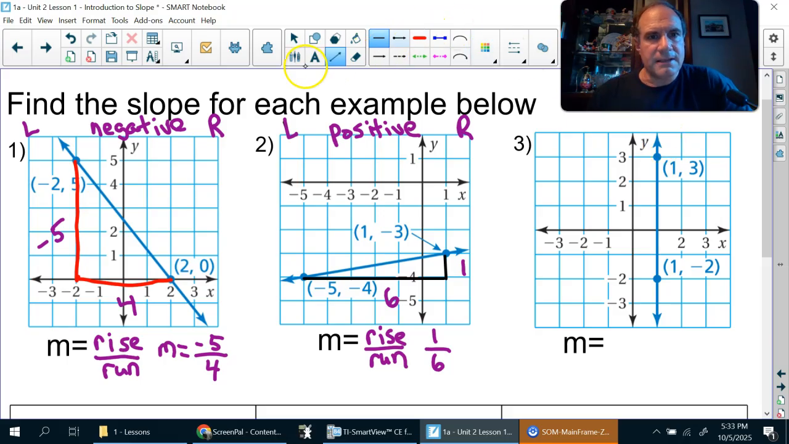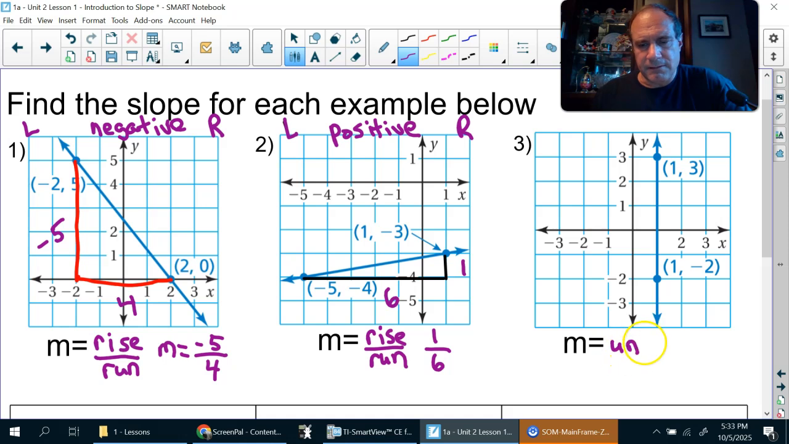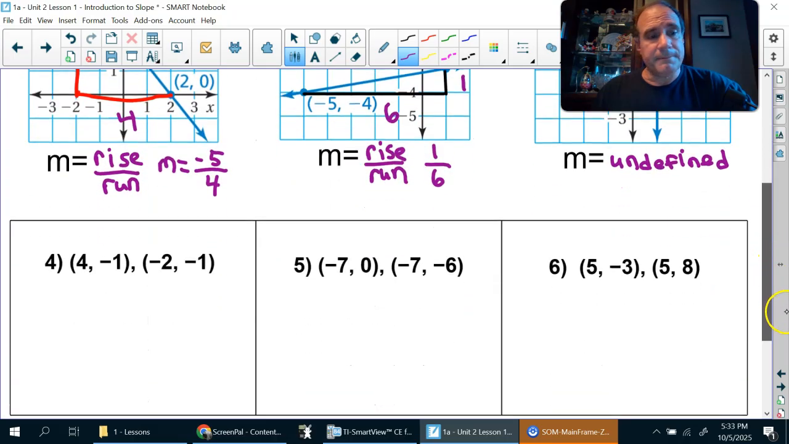The line is a vertical line, so the slope is undefined. If you do this, it's going to be a divide by zero error. The x's are the same, so that's why every vertical line has an undefined slope.